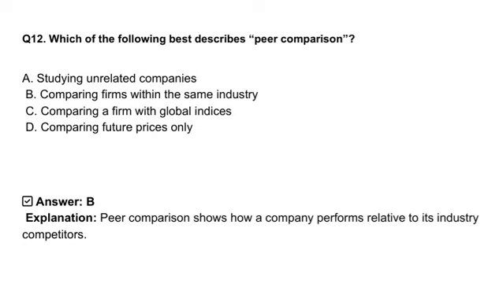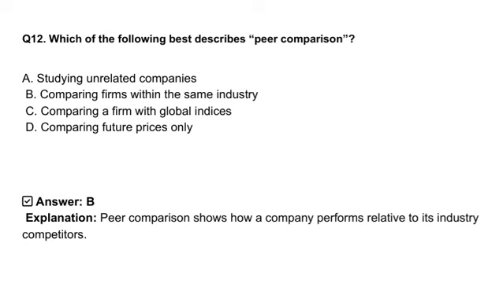Now, let's look at the options for peer comparison. Option A is studying unrelated companies, which isn't ideal because it doesn't give us a clear picture of how a company performs within its own industry. Option C involves comparing a firm with global indices, and while that can be useful for understanding overall market trends, it doesn't tell us how a company stacks up against its direct competitors.